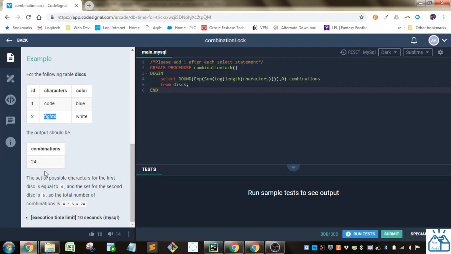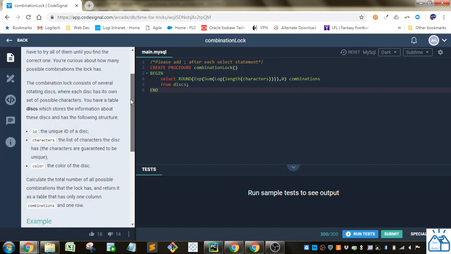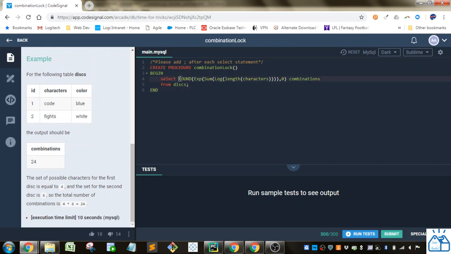To figure that out, the set of possible characters for the first disk is 4, because there's 4 characters. And the set for the second disk is 6 because there's 6 characters. So the total number of combinations is just the multiplication between the two. And this is actually kind of a hard question. I actually had to look up the solutions, and I'll explain to you why the solution works. So you can see it's a bunch of different functions nested together. You're looking at the length of the characters here, so we're pulling out the 4 here and the 6 here.